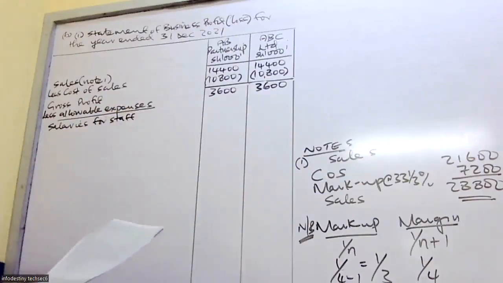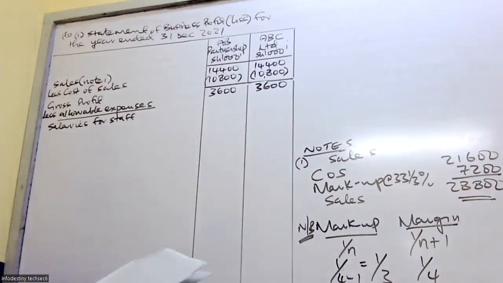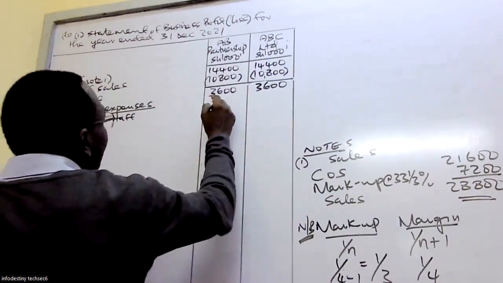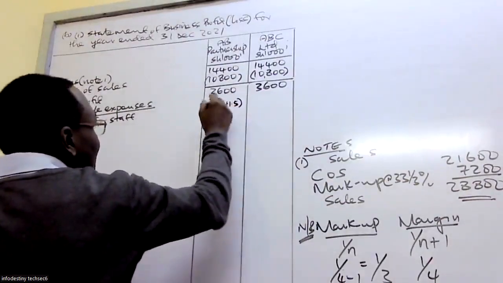So salaries for staff is 1083. If you divide by 2, you get how much? It's half, they accrued equally. 541.